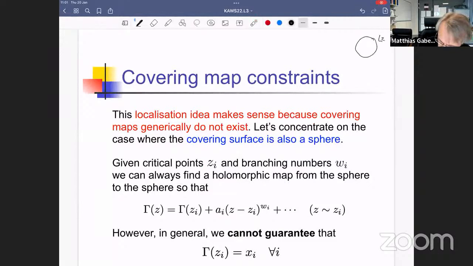I say the covering surface, say, is a sphere, and downstairs I also have a sphere. I fix, say, n points here, and I fix n points here. So I fix the zi, I fix the xi, and I fix the branching indices wi, then generically, a covering map won't exist. There won't be any holomorphic map that will map this point to this point, and so on, such that around each of them it has monodromy of order wi. What you can do is, if you just give me the zs, and you give me the branching numbers, I can always find a map of this form.